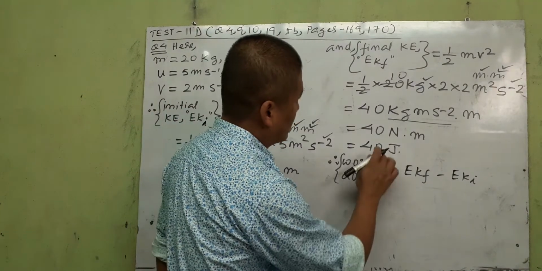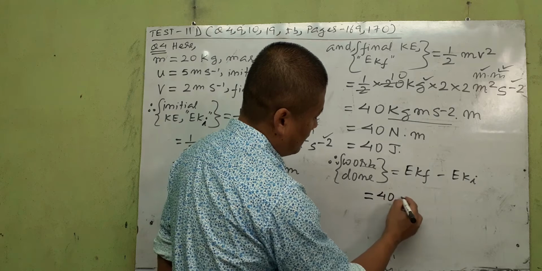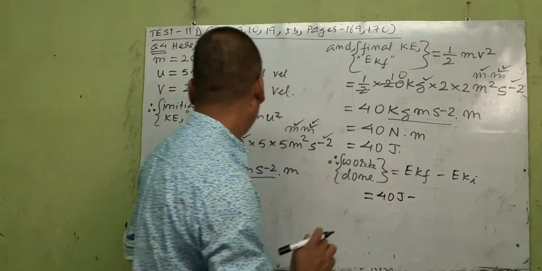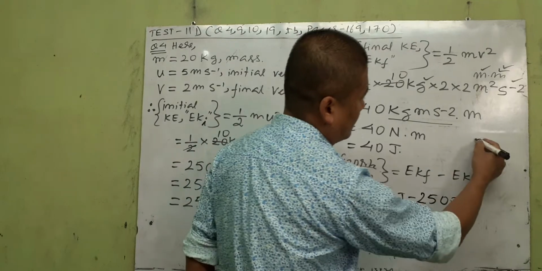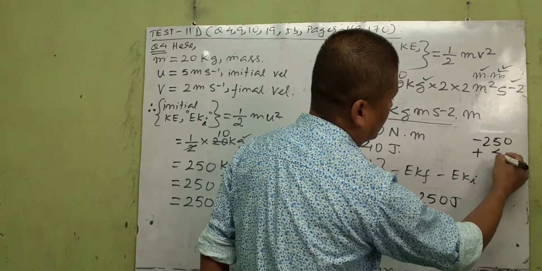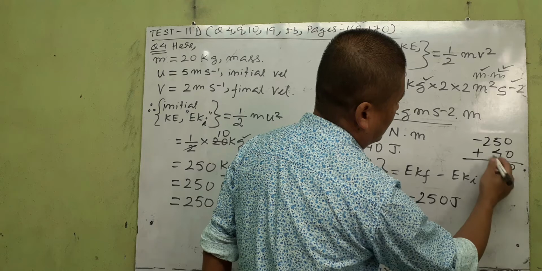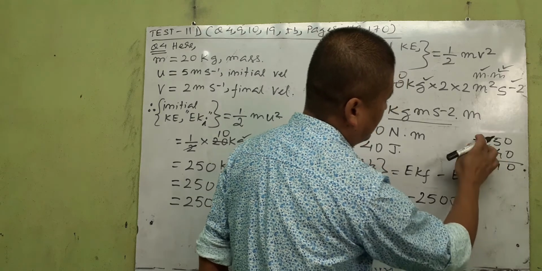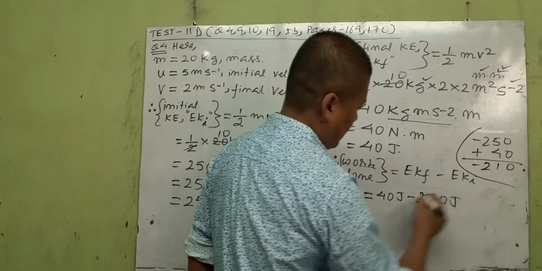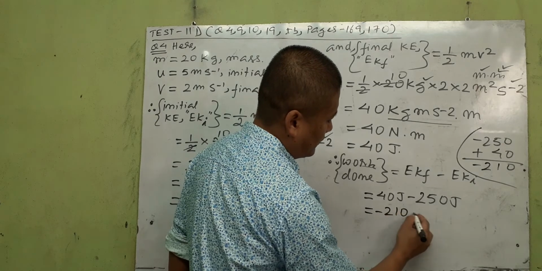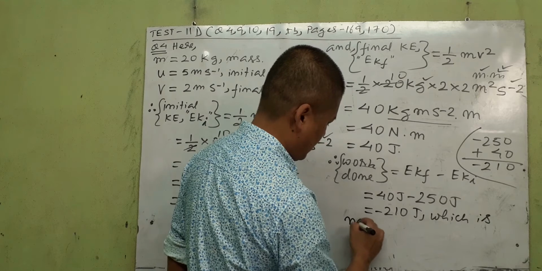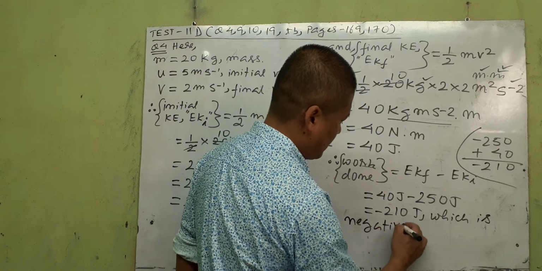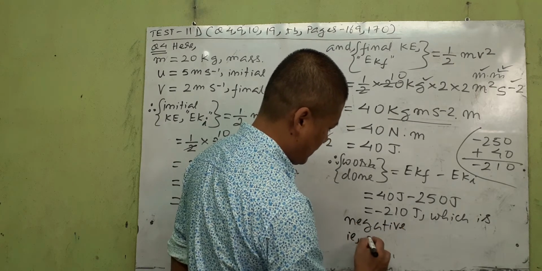So EKF just now we got here 40 joules minus EKI, 250 joules. So minus 250 and then plus 40 means we subtract. So here 210, and the bigger one is minus, so we're going to get equal to minus 210 joules, which is negative.